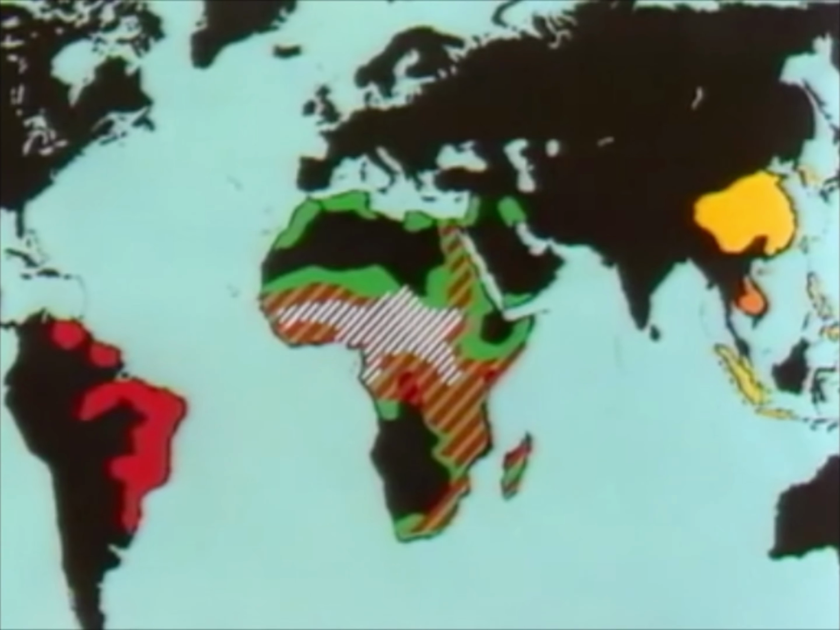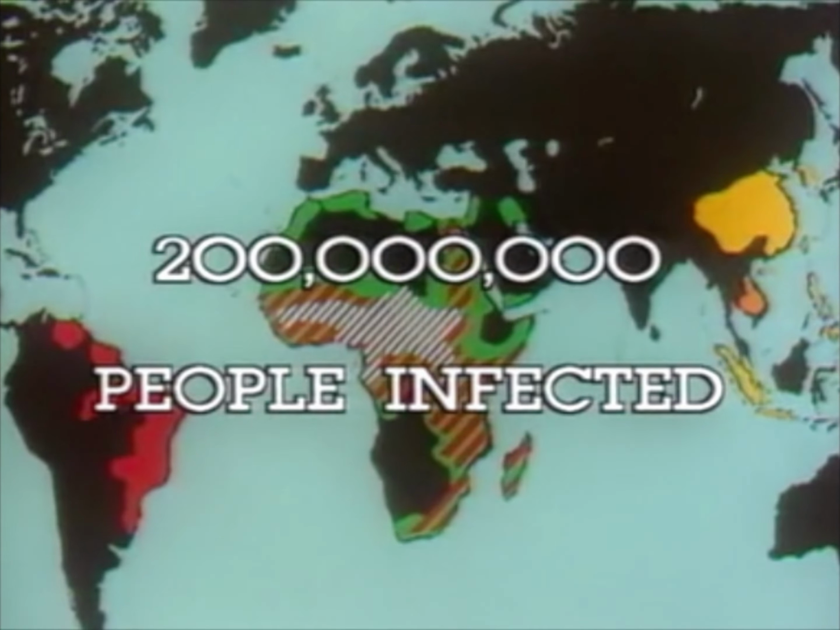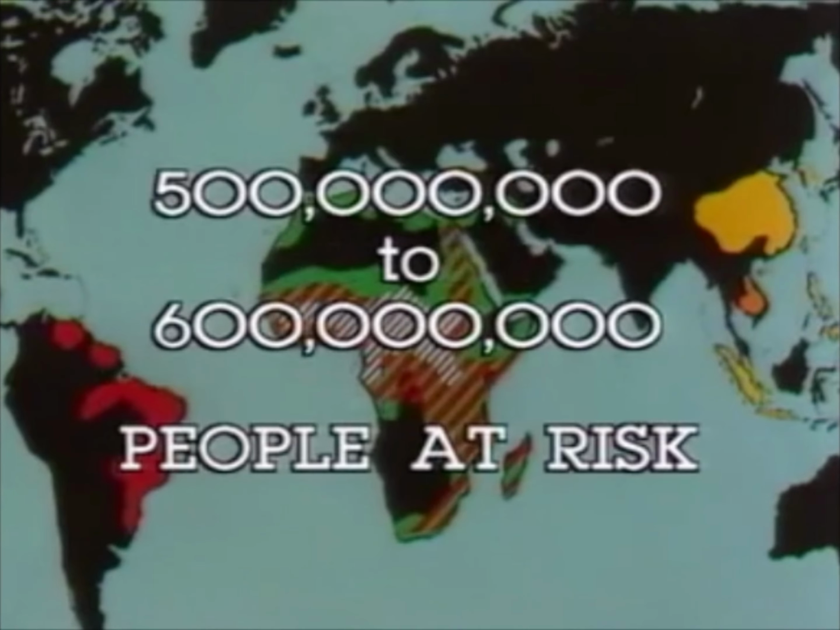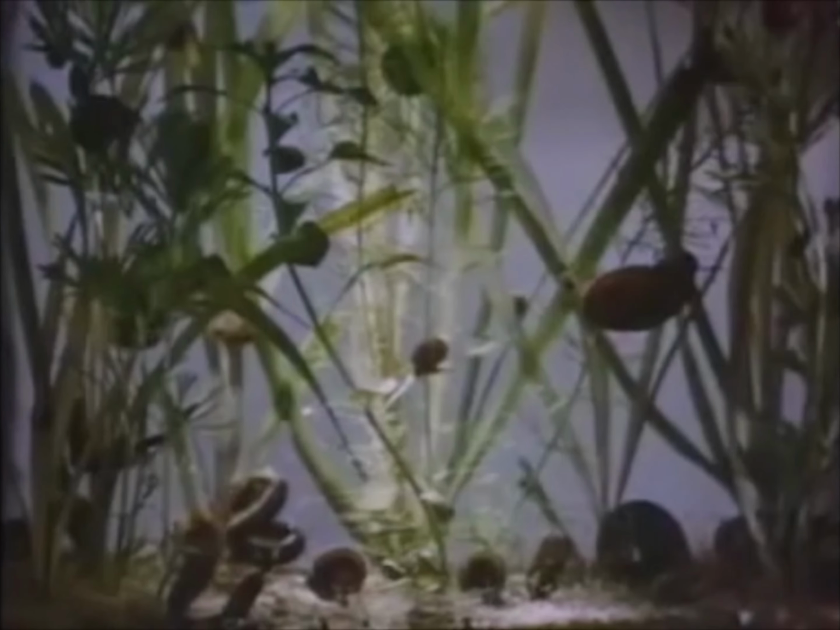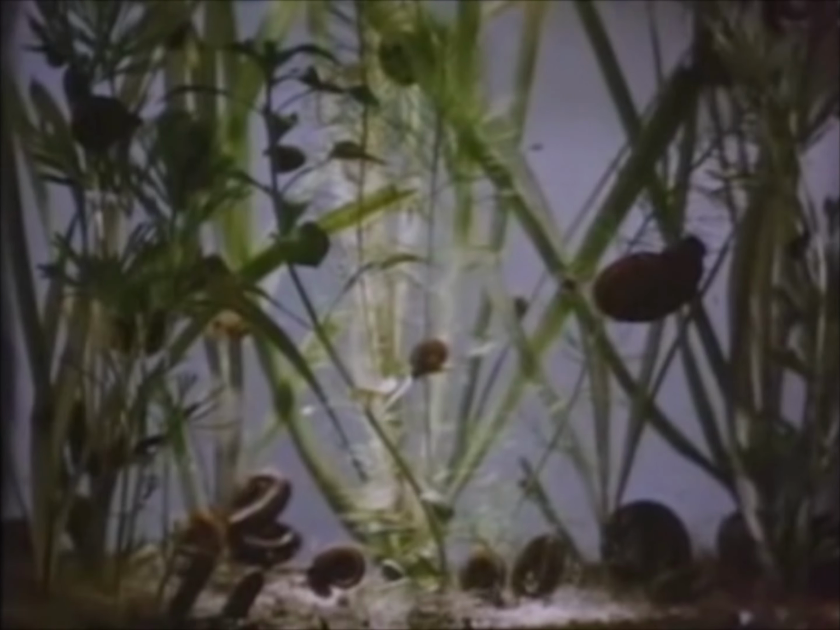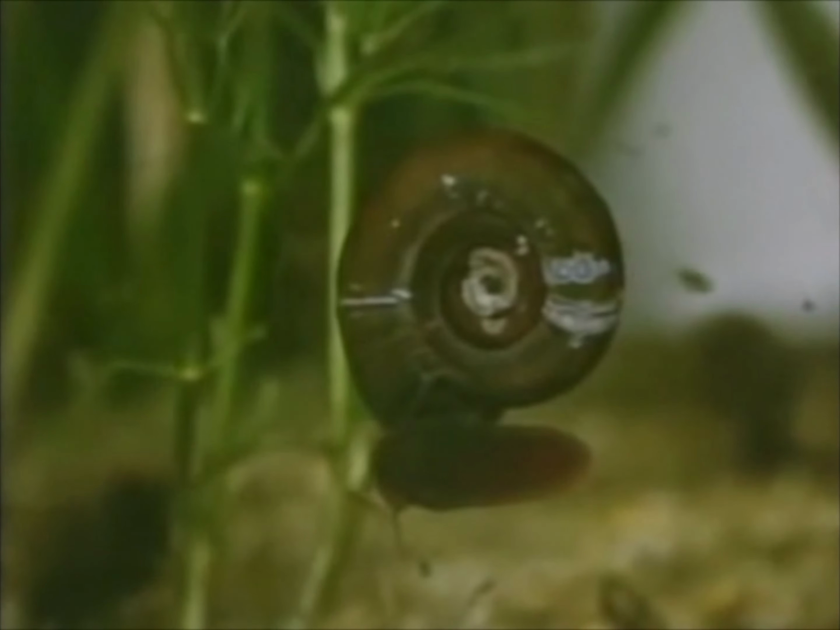Worldwide, some 200 million people are infected with the schistosomes, and 500 to 600 million are at risk. The highest infection rates are found in Brazil, Egypt, and the Sudan. Freshwater snails play an essential role in the transmission of the disease, since each schistosome will spend part of its life cycle in the tissues of a snail.